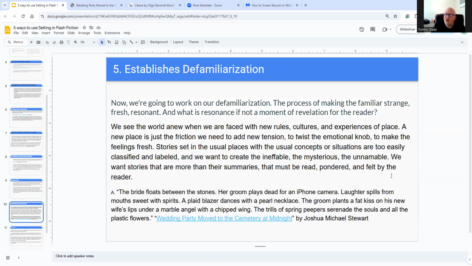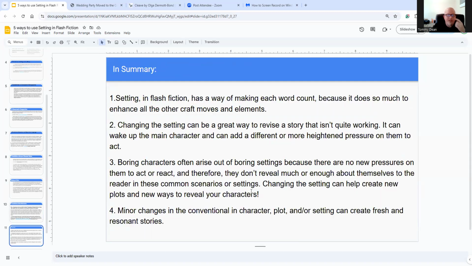I'm not bored by the traditional wedding. All the time there are shows and they do weddings, and if they go off perfectly the way all weddings want to be done perfectly, it can be kind of boring. So you expect something to be different, and one way to do that is to put your characters in a different setting than you would expect, and it allows the enhancement of figurative language and the enhancement of what the characters might be doing. So, in summary, setting in flash fiction has a way of making each word count because it does so much to enhance all the other craft moves and elements.